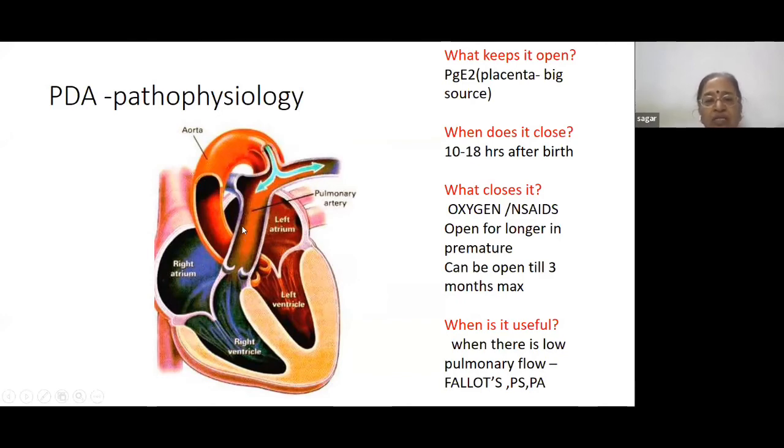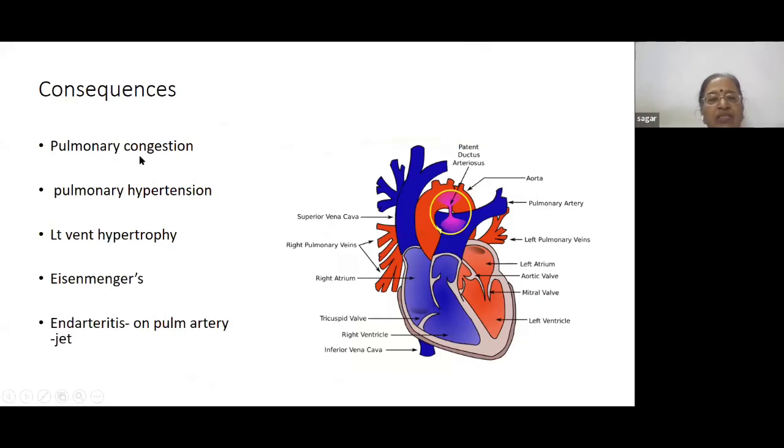So it's a shunt. Instead of having an ASD here or a VSD here, you put a shunt further away, that is a PDA. What are the consequences? Pulmonary congestion, because all the blood is going into the pulmonary arteries, pulmonary hypertension, left ventricular hypertrophy, because most of the blood is coming into the pulmonary circulation, coming into the LA and the LV. So RA and RV are in no way involved. So you get left ventricular volume overload, left ventricular hypertrophy. Further, it can reverse when the pulmonary artery pressure increases, then the flow will reverse here. That is when you'll get an Eisenmenger's, and you can get an endarteritis, which I will talk about later.